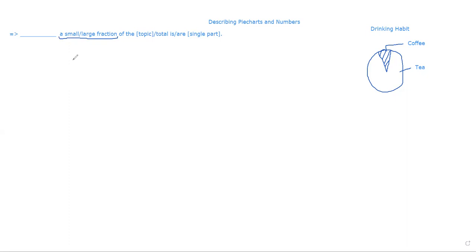Okay, so we can maintain variation in our writing by changing this expression a bit as well. A small or large fraction. Now we can keep variations by changing this expression. For example, instead of writing a small or large fraction, we can write a small or large percentage.